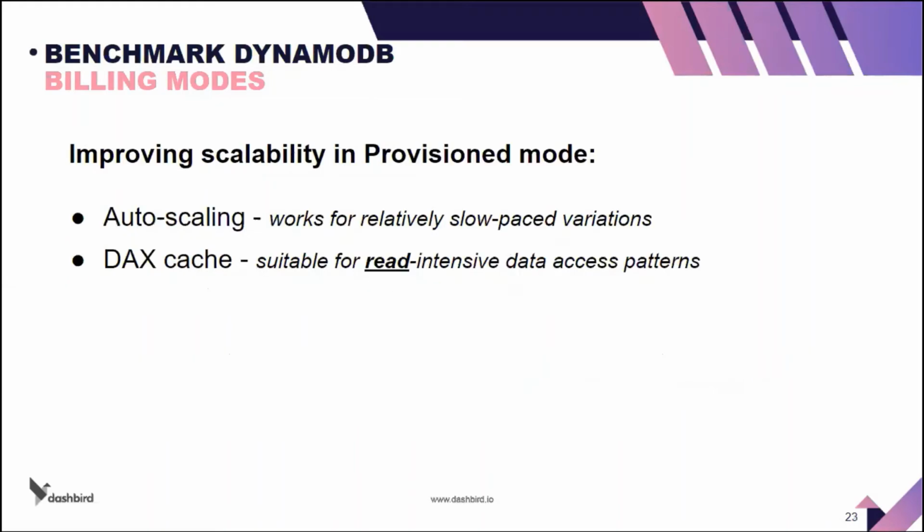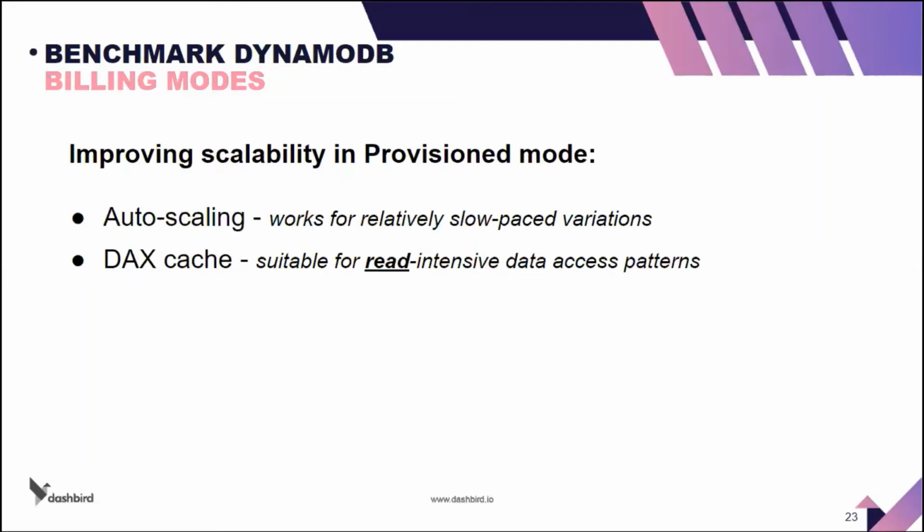And one thing to improve scalability in the provisioned mode, which could be a lot cheaper in many use cases, is to set up auto-scaling. It works relatively well for slow-paced variations. We know that it lags behind when the demand starts to scale up very quickly, and it may lead to throttled requests on your DynamoDB table.